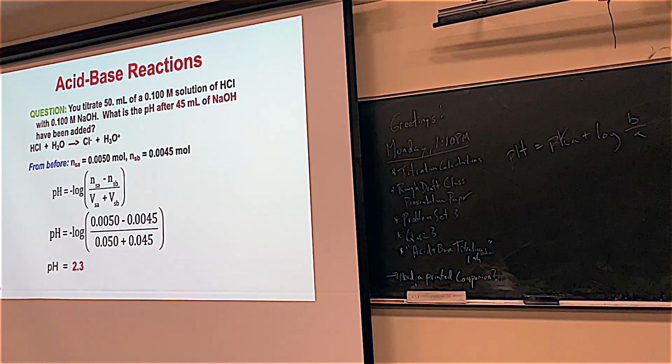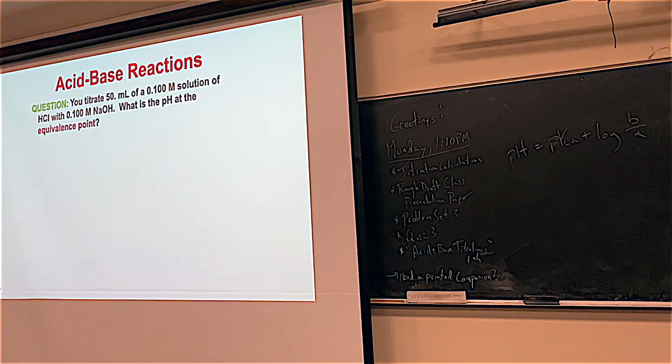But notice how when there was no sodium hydroxide, the pH was 1. And after adding 45 milliliters, which seems like quite a bit of strong base, it only went up to 2.3. Strong acids, wow, they fight hard. And strong bases too, for that matter. Any questions?